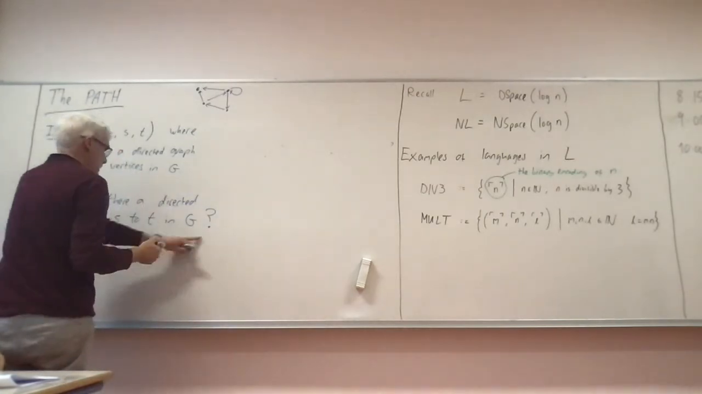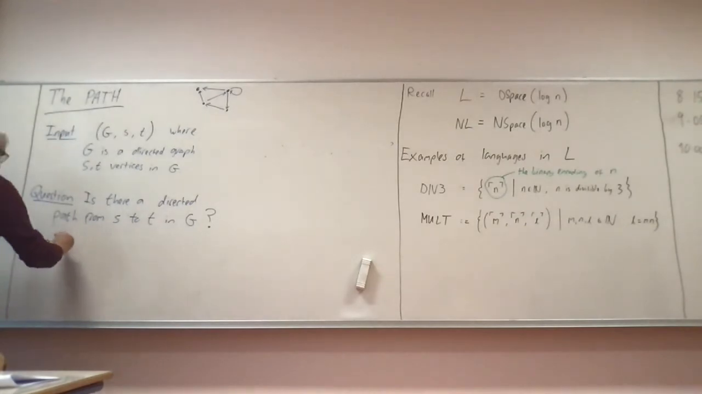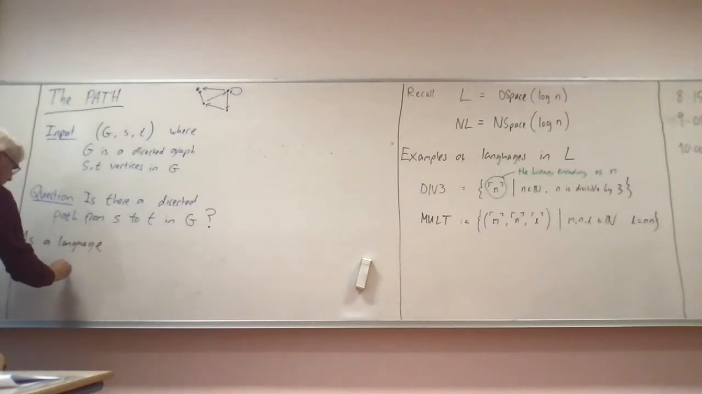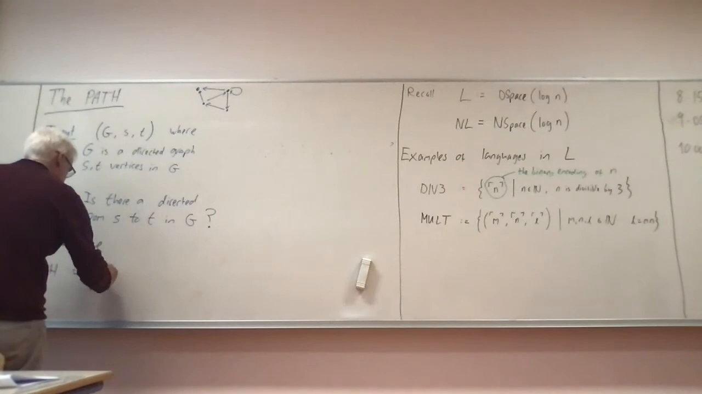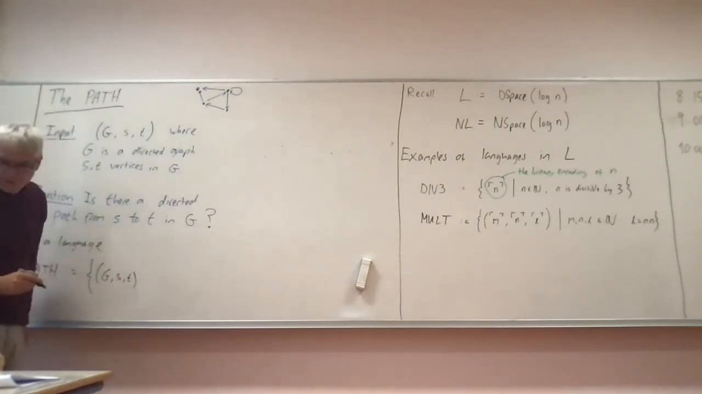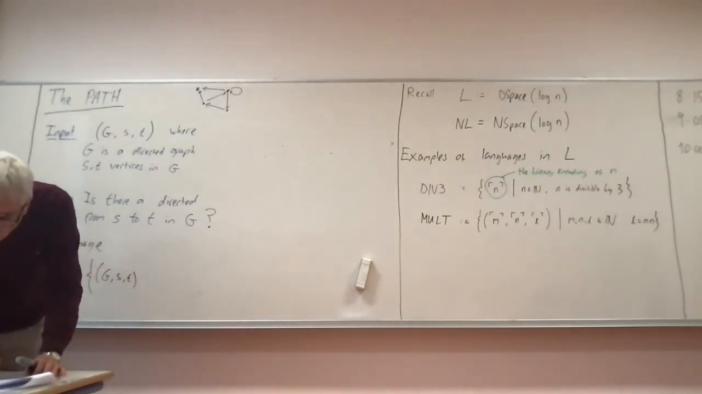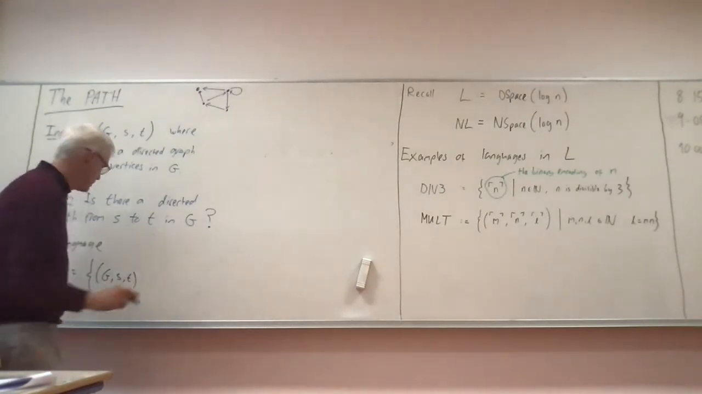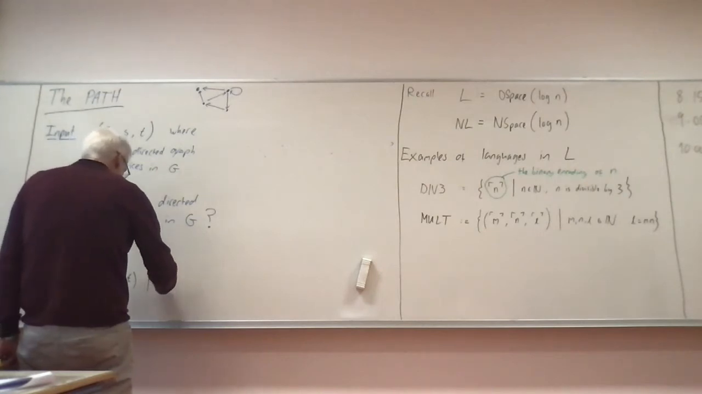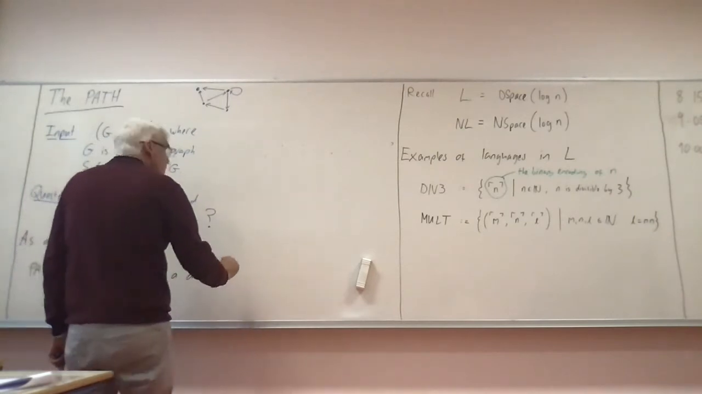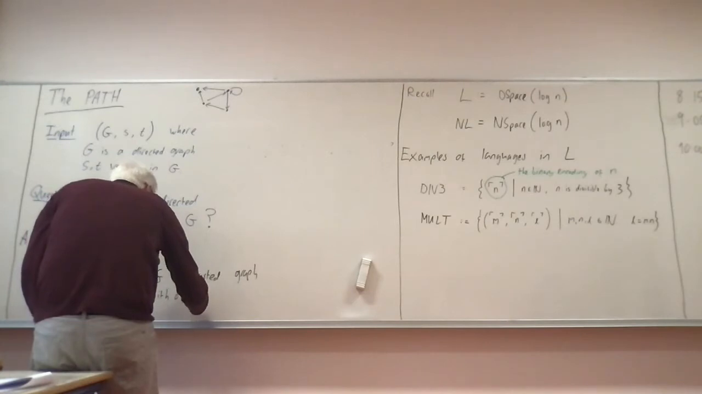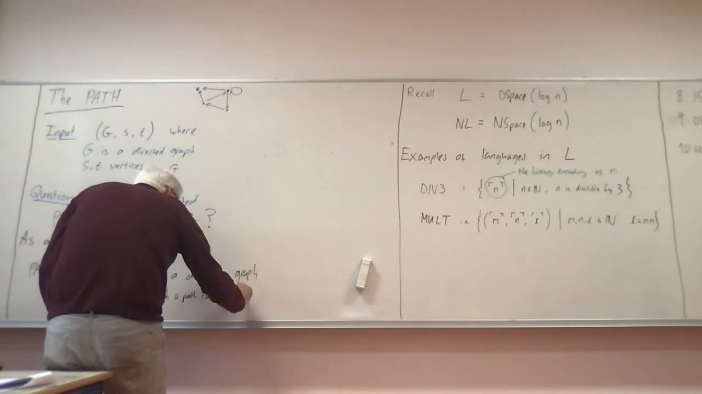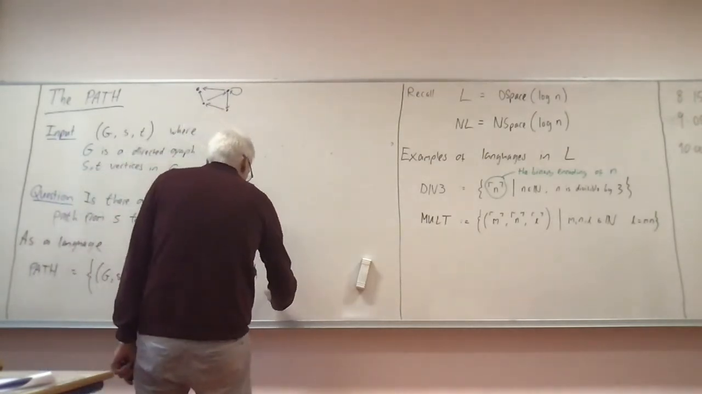Or we can think of it as a language. So in that case, PATH is the set of strings where the string simply represents a triple G, S, T, a set of strings of the form G S T, so encodings of triples where G is a directed graph, and there is a path from S to T. Where S and T are two vertices, I think that's implicit.